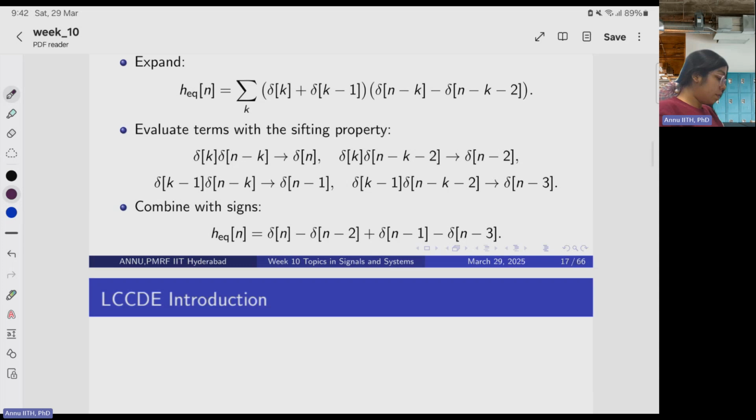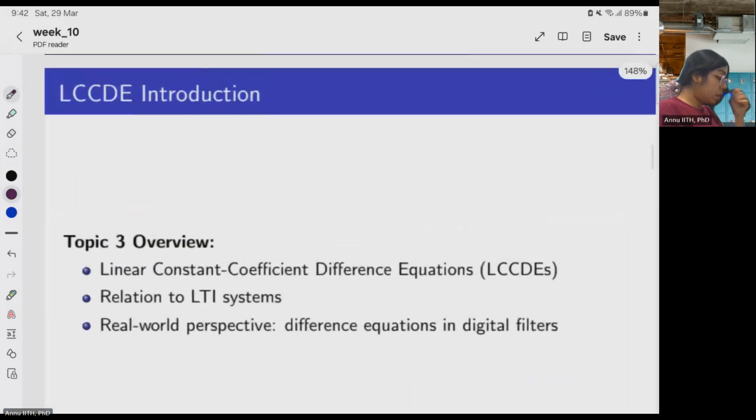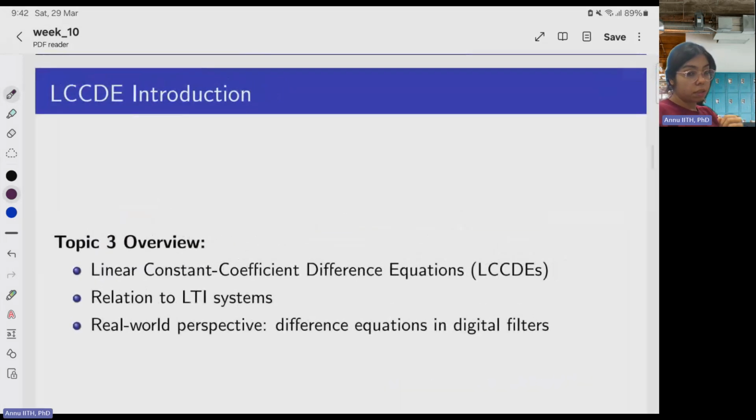Okay, so this goes on. The third topic was linear constant coefficient difference equations, which is very much related to LTI systems, and the short form is LCCDE. The real world perspective is difference equations and digital filters. Okay.